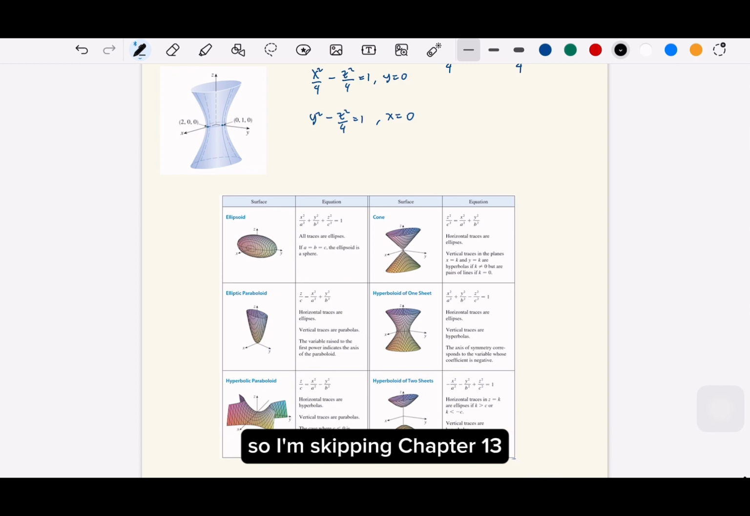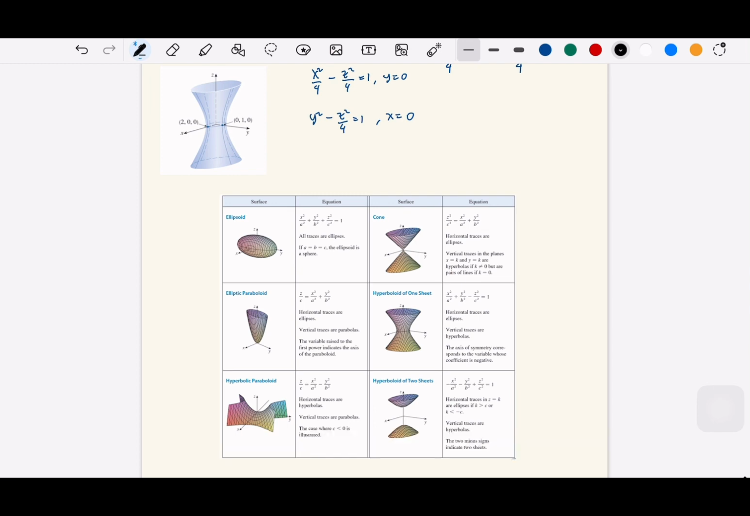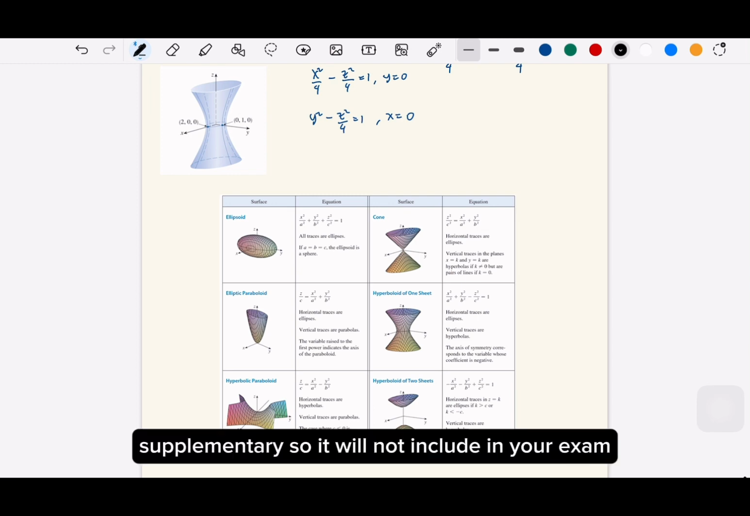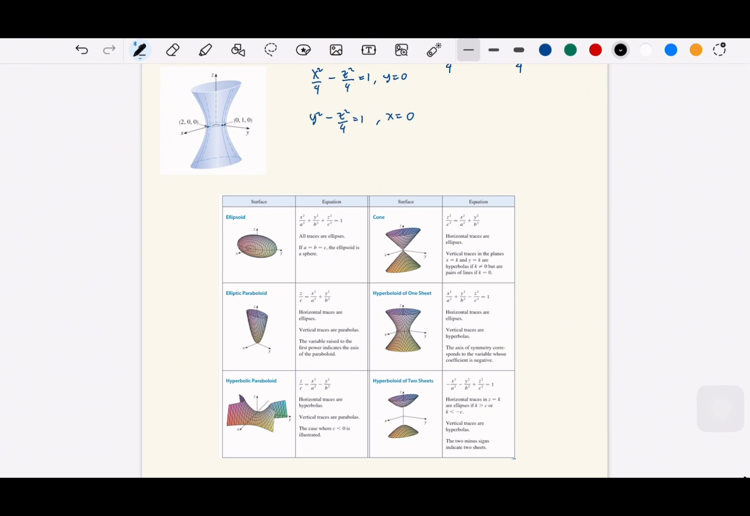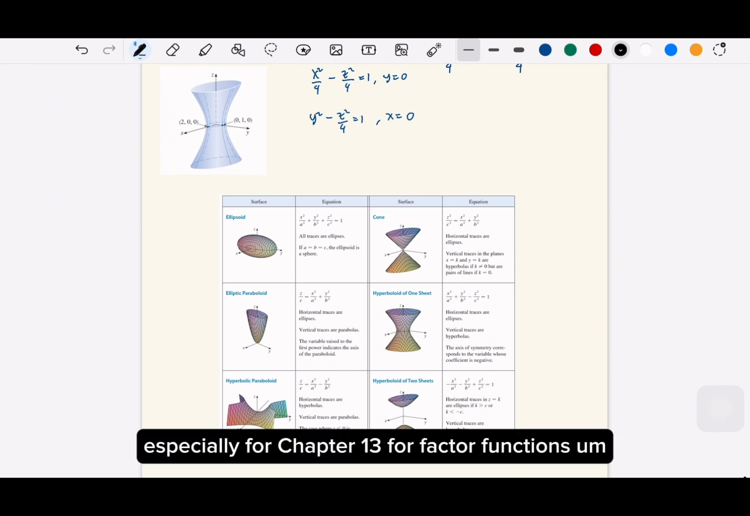So I'm skipping chapter 13, and I will make chapter 13 supplementary. So it will not be included in your exam, but you need to at least see the content, okay? Especially for chapter 13, for vector functions.